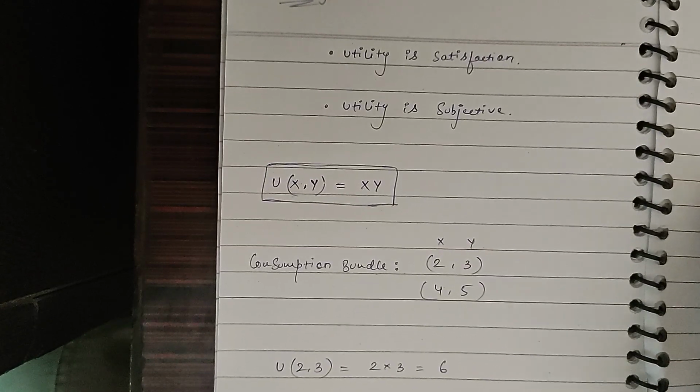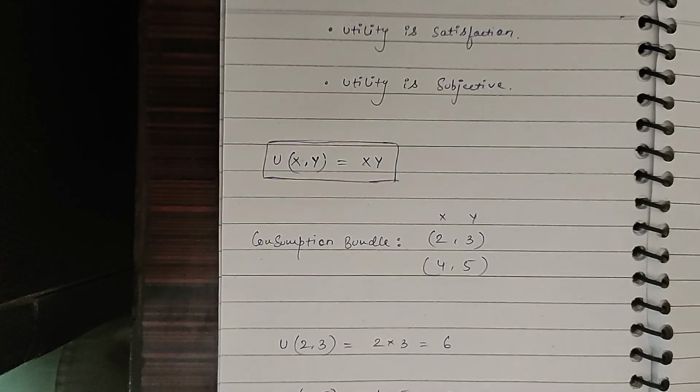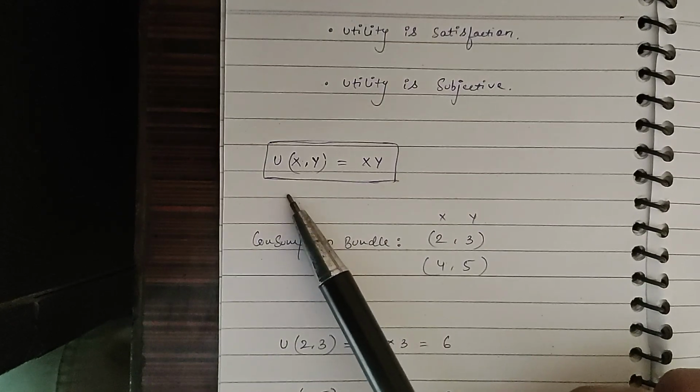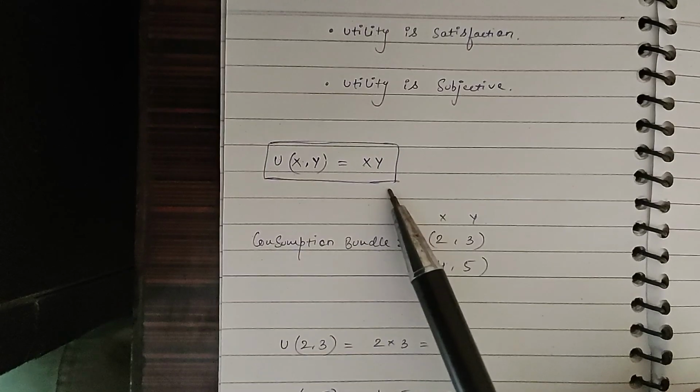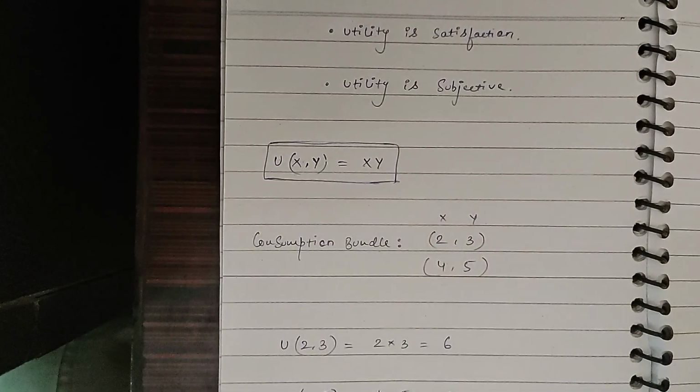Now, if we want to measure utility in quantitative terms, then we have something called a utility function. Here we have a utility function U(x, y) equals xy. This is the most simplest utility function of all, and it is known as Cobb-Douglas utility function.